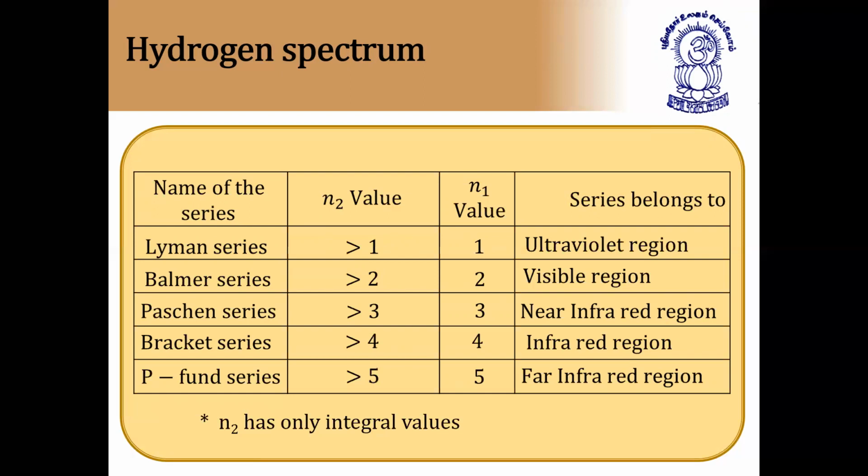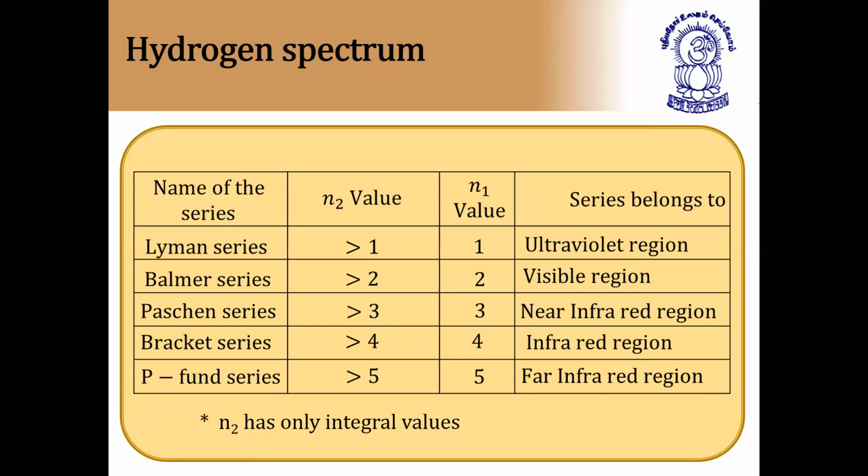And what are those series of lines? We have Lyman series, where n2 is greater than 1, meaning the higher energy level can be infinity, 7, 6, 5, 4, 3, and so on, and n1 is equal to 1, that is the first orbit. The series belongs to the ultraviolet region. This table is very, very important for all the series. Hydrogen can form the following series: Lyman series, Balmer series, Paschen series, Brackett series, Pfund series.